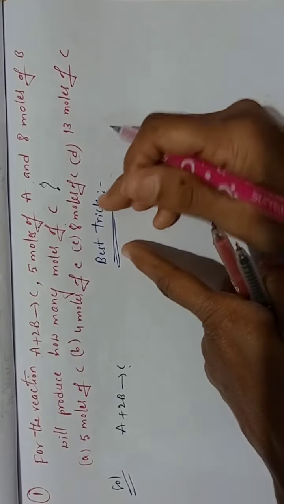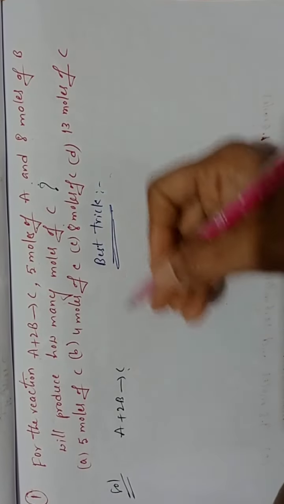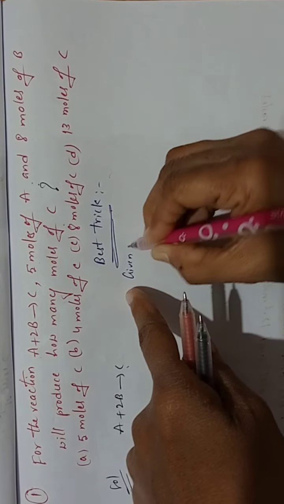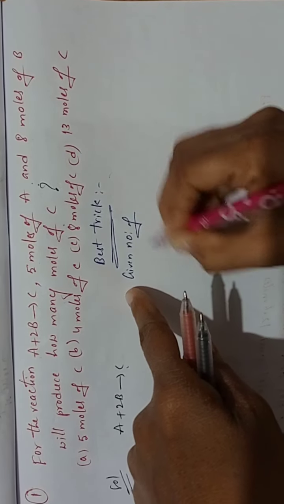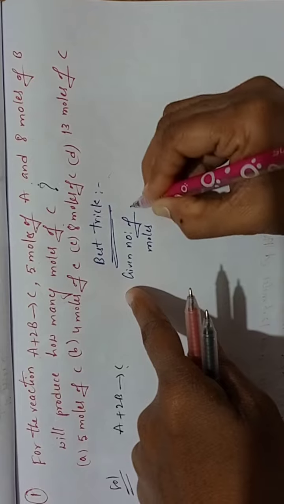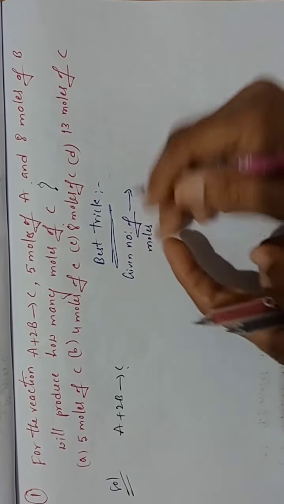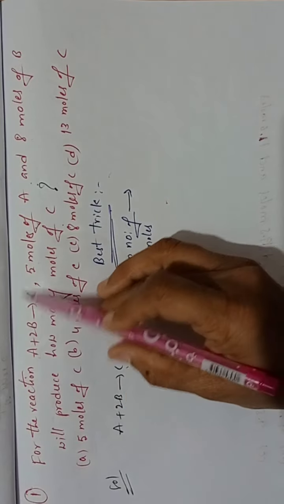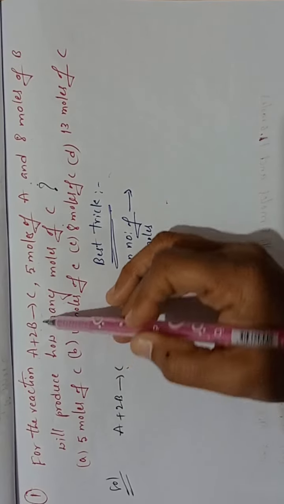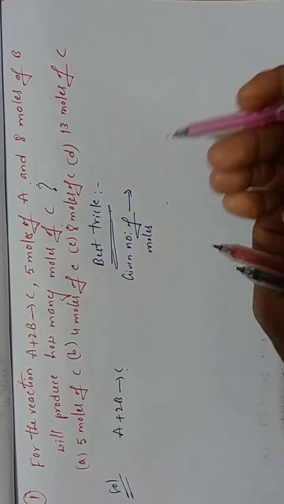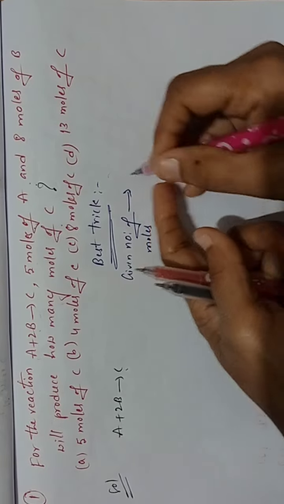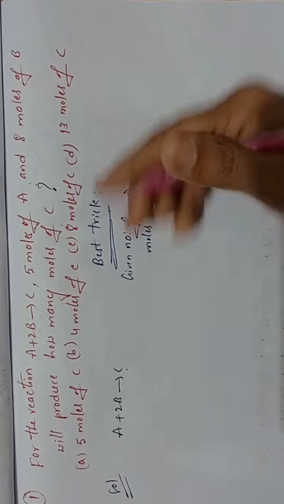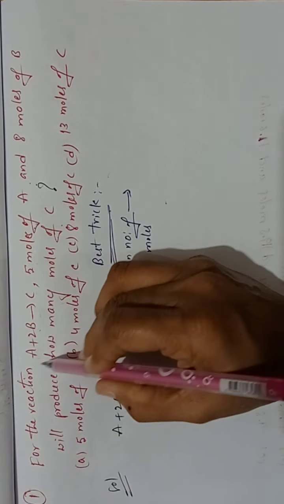Now see students, what is the best trick here? First you have to take the given number of moles. Next, according to the equation, how many moles are there, or we can take the stoichiometric coefficients also. Clear? So what we are taking, students, is the stoichiometric coefficients according to the equation.